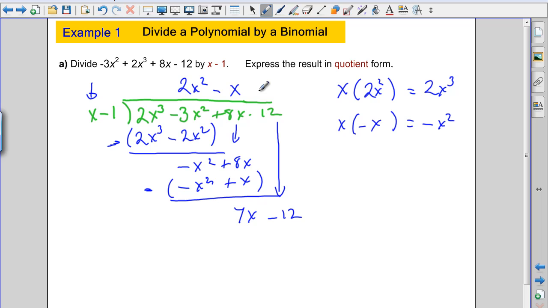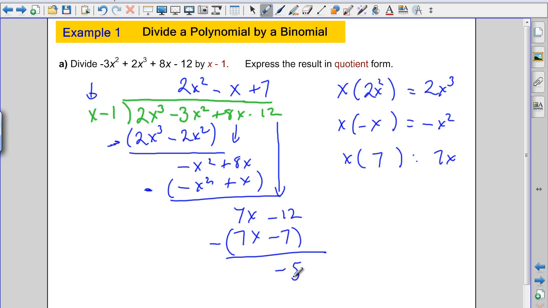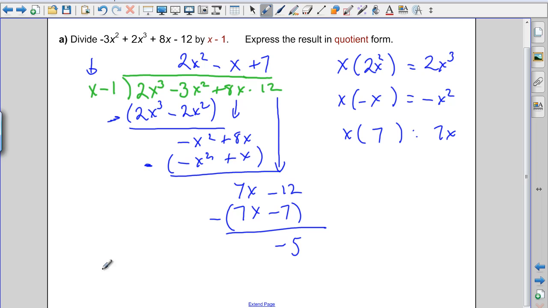So long division is very much repeating over and over. We like it because as soon as we have the routine in the first, we just keep repeating it. This is subtract, so negative 12 minus a negative 7 is really adding 7, so we end up with negative 5. So our final answer is x minus 1 divides into 2x cubed minus 3x squared plus 8x minus 12, 2x squared minus x plus 7, there's our quotient, with a remainder of negative 5.